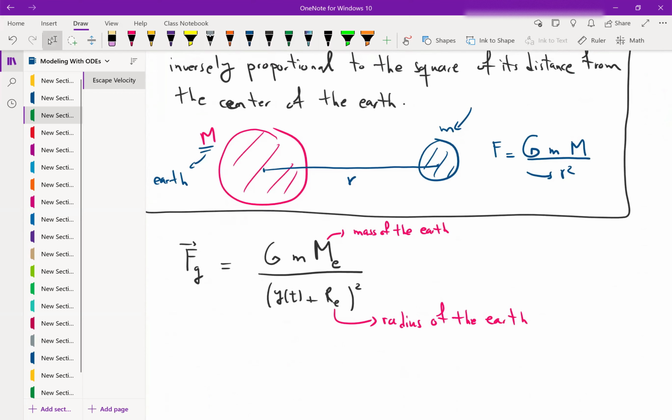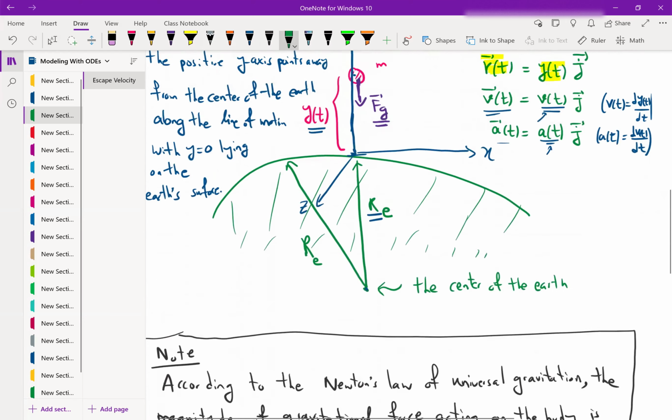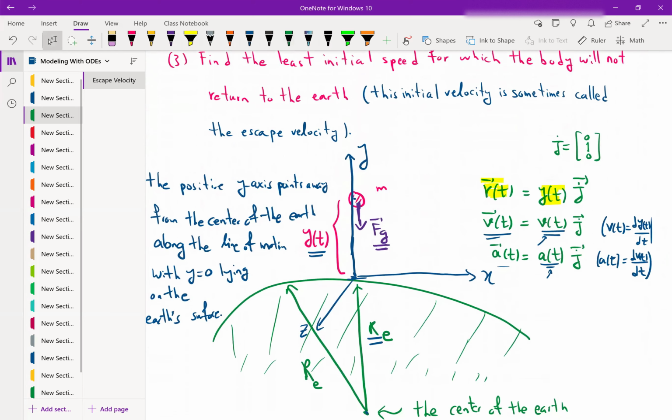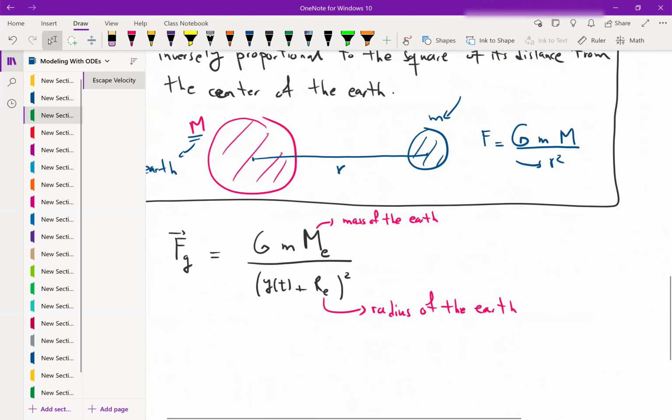And what is the direction of this force? Now I have the magnitude. What is the direction? It points in the negative y direction. So I'm going to put negative j. Now I have my vector. This is the vector that represents the force due to gravity applied to my body of mass, little m.